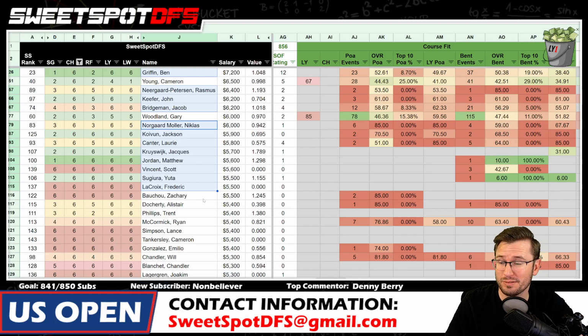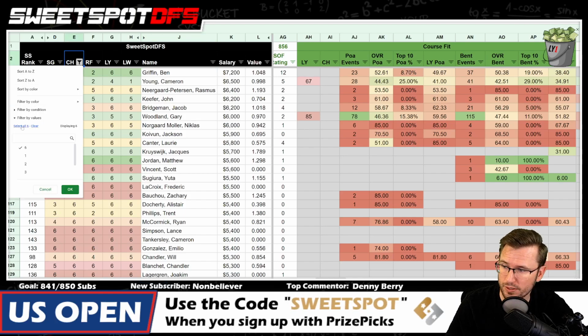I'd say skip it. You can play up to 2 of them though. And Ben Griffin is a viable choice. Literally, I think that's a good play regardless.